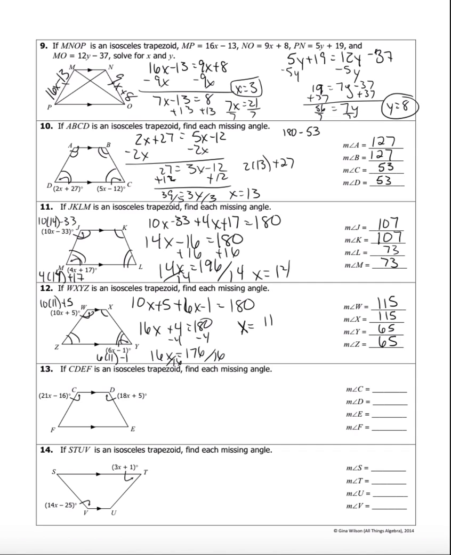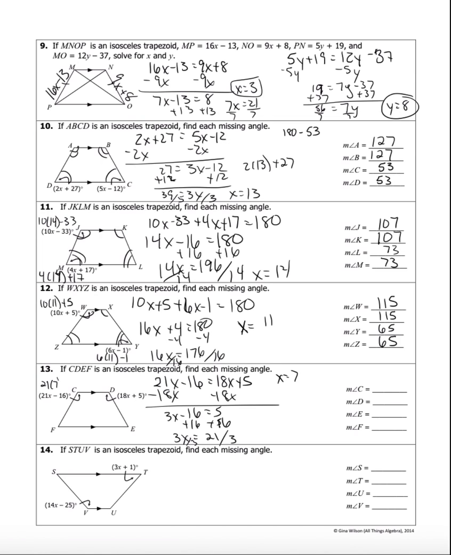All right, here in number 13, we have another isosceles trapezoid. These are base angles right here, so they're going to be equal. So we have two pairs of base angles, the ones at the top and the ones at the bottom. They're going to be equal. 21x minus 16 equals 18x plus 5. Subtract 18x. 3x minus 16 equals 5. 3x equals 21. Divide by 3. X equals 7.